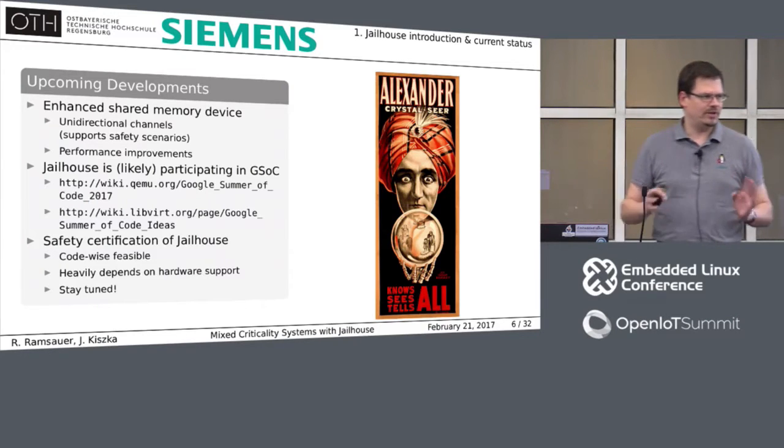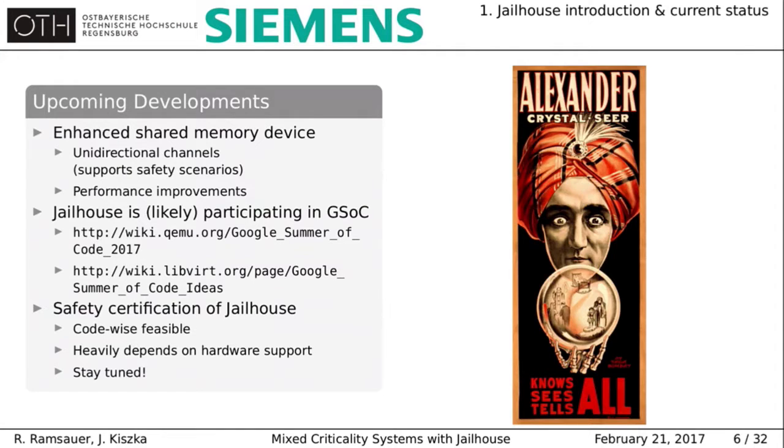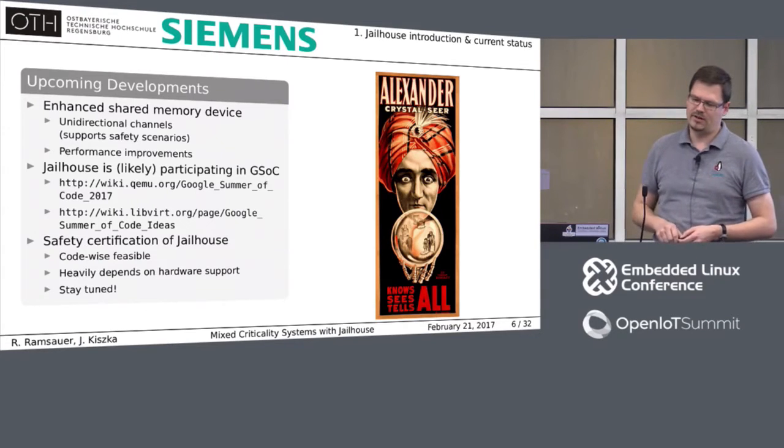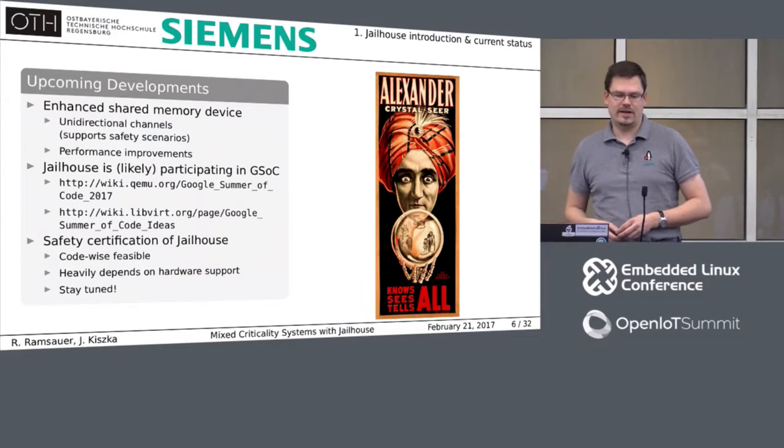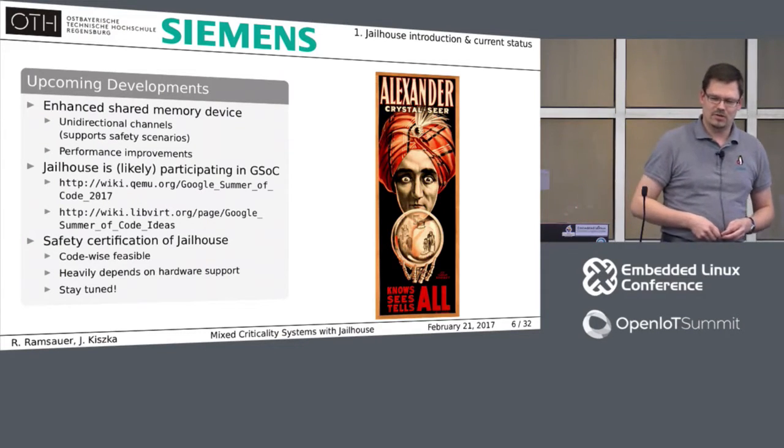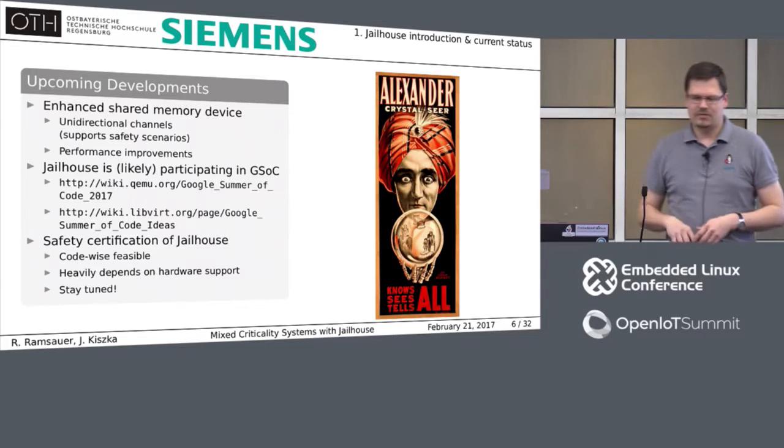What's coming next? I'll briefly look to the future. We want to further advance the shared memory device. That's more of a detailed technical requirement, but it will help towards one of the final goals of Jailhouse, certification. Furthermore, we are most likely participating in Google Summer of Code. We have two projects running where we are hosted, co-located. One is QEMU, and the other one is LibVirt. There are the links to the ideas proposal up there, and we already received some feedback from students interested in these topics. And last but not least, we are heading for safety certification of Jailhouse. Well, not of Jailhouse alone, because it's not possible. We have to certify a whole system.